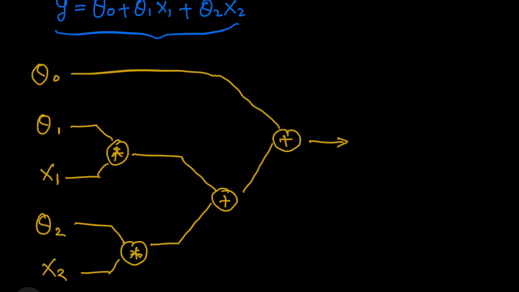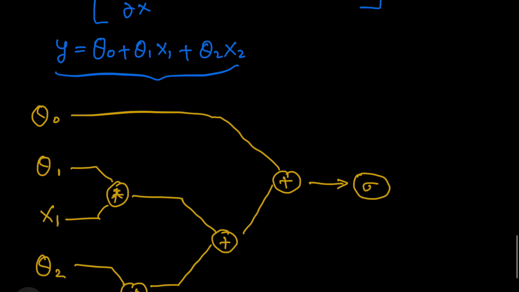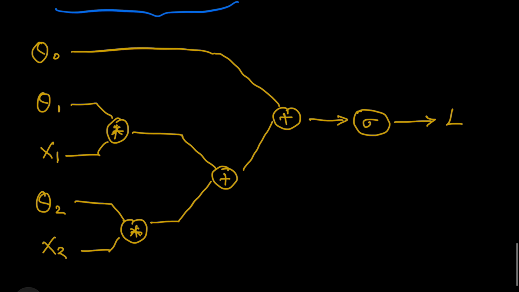It's much more complicated than the previous part, and there is also a sigma here. So we apply a sigma on top of it, right? And then we calculate our loss. Now let's do the backpropagation again.